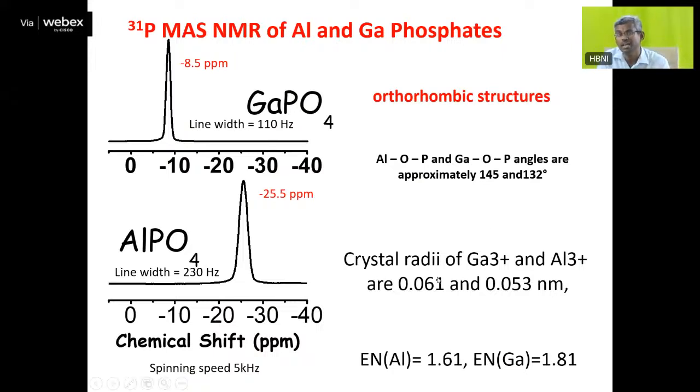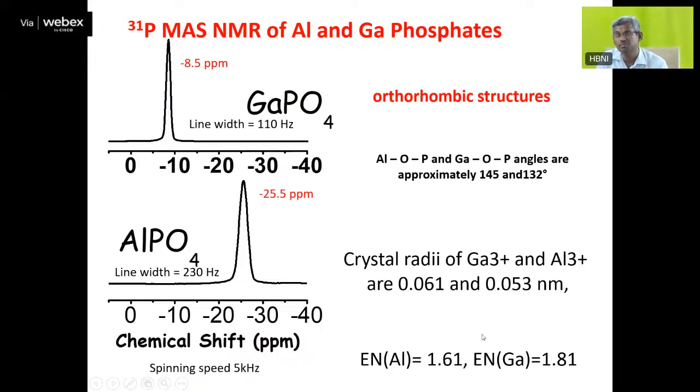You may wonder why gallium has a slightly higher radius, but aluminium comes first, then gallium, so the ionic radius increases as you go down. So gallium has a higher ionic radius compared to aluminium. And if you see the electronegativity, it is somewhat of a reversed trend actually. So aluminium has a slightly lower value, 1.61.